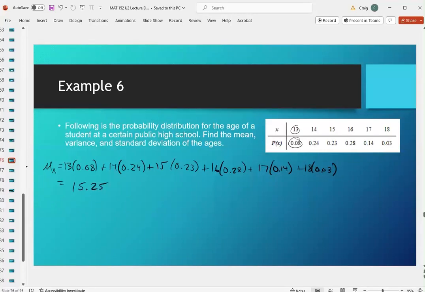Okay, so this is the age of students at a public high school. So if we were to randomly choose someone, we'd expect them to be around 15. It's going to be the most likely outcome, essentially, that they're somewhere around 15 or 16, somewhere in here. And again, you can look at the probabilities and kind of see that.